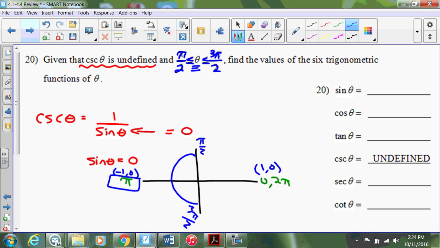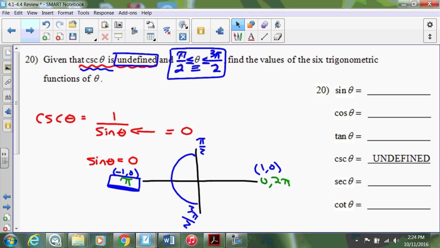Once you find theta, then you just take it away. So once again, we use the clue that cosecant theta is undefined to understand that our theta is either going to be pi, 0, or 2 pi, and that this part of the question helped us to realize, oh, we can only use pi. So then we're going to go ahead and look at pi. Sine of pi, we already knew, is 0. Cosine of pi is -1.